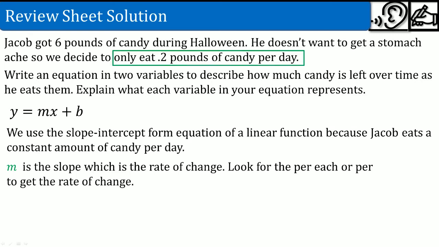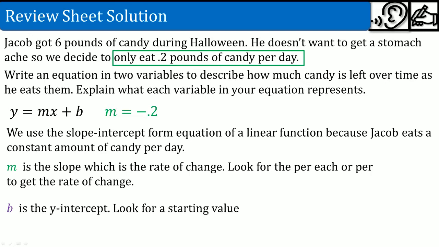In here, it says only eat 0.2 pounds of candy per day. So we would say that the slope is equal to -0.2. B is the y-intercept. It is considered a starting value. So you are looking for something of starting value. Here it's the 6 pounds of candy.